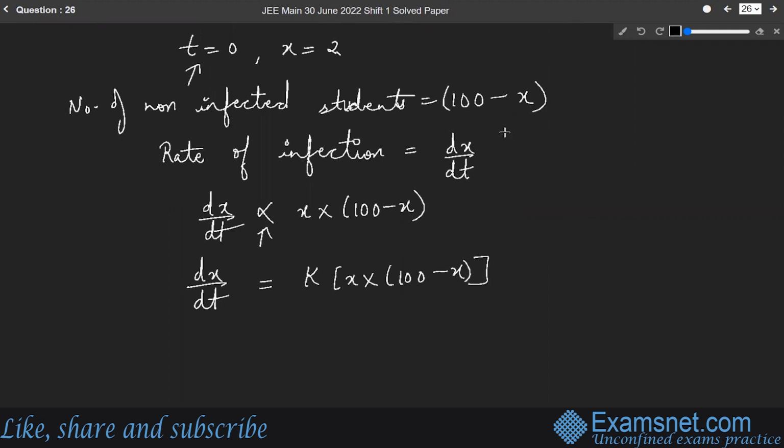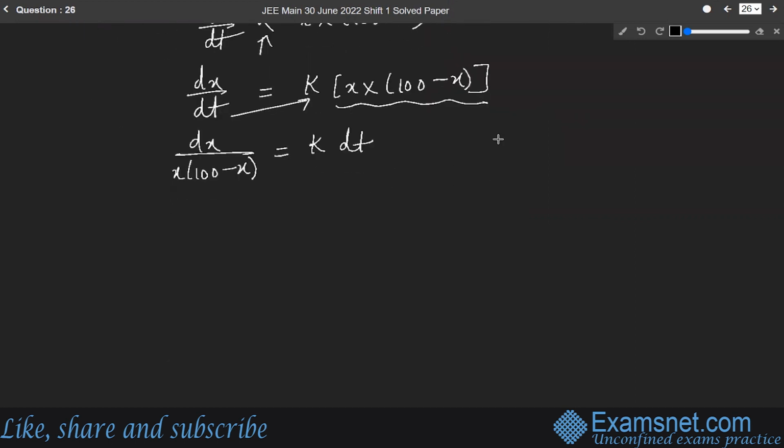Now let us do one thing. Let us take the terms of x on one side. So dx upon x into 100 minus x is equal to k into dt. When this dt goes to the right hand side, it will be multiplied, right? Now let us integrate both the sides.